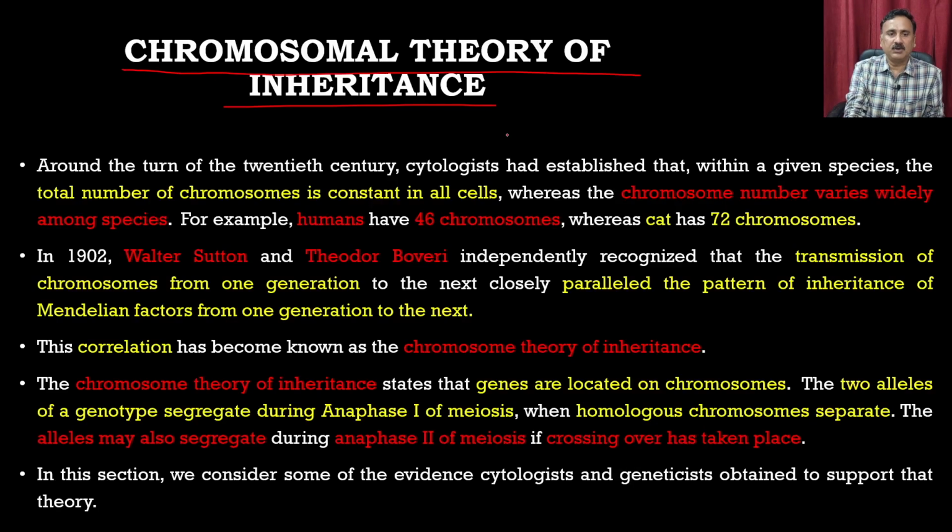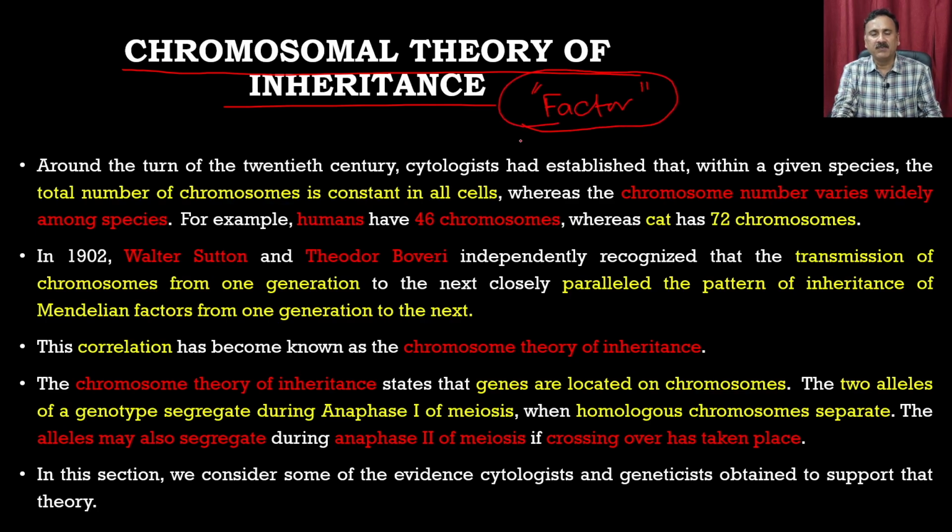The chromosomal theory of inheritance came very late, because at the time when Mendel was doing all these experiments, he was not very sure about what a chromosome is, what DNA is and all that. Remember that he was using a term called factor, right? So factor means something which is carrying the information from one generation to the next generation, because he was not even aware of the gene.